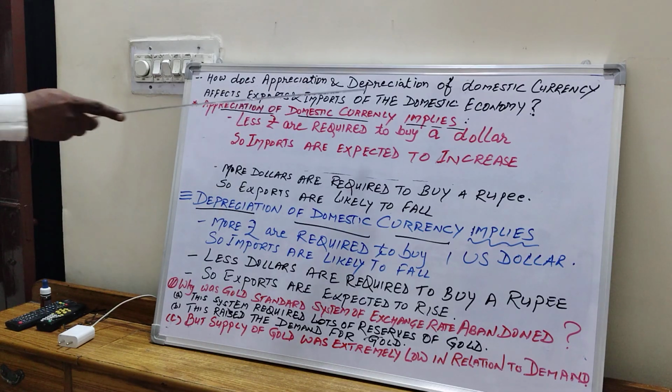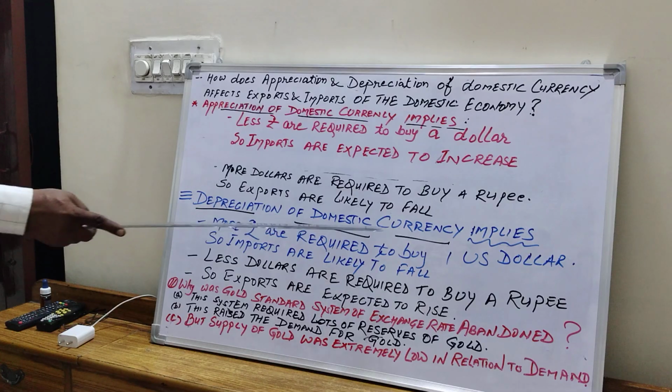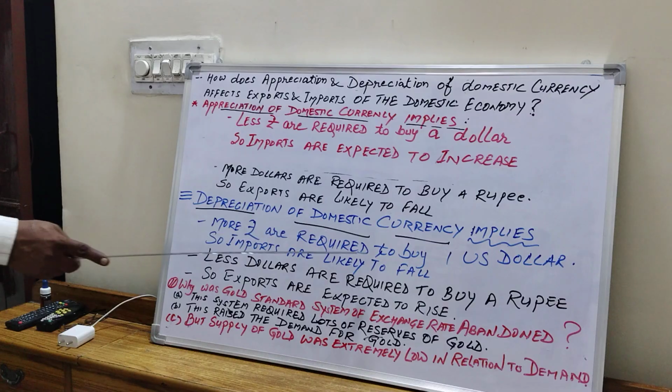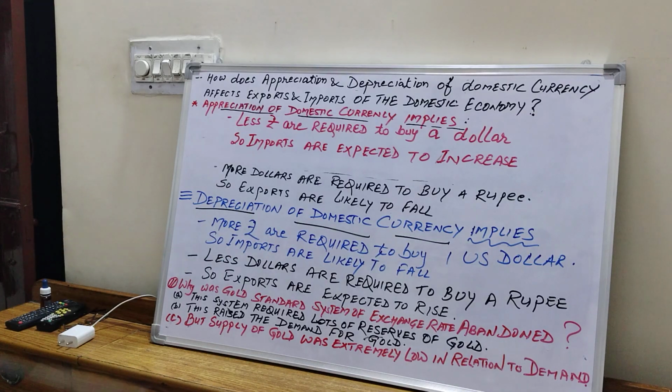And the second part is depreciation. Depreciation is loss of value of rupees in terms of gold, or lowering the value of our currency in relation to the rest of the world's currencies. Here I am comparing with the dollar. So depreciation of domestic currency implies more rupees are now needed to purchase, to buy $1. So imports are likely to fall क्योंकि import करना महंगा हो जाएगा, हमें ज्यादा रुपया देना पड़ेगा.